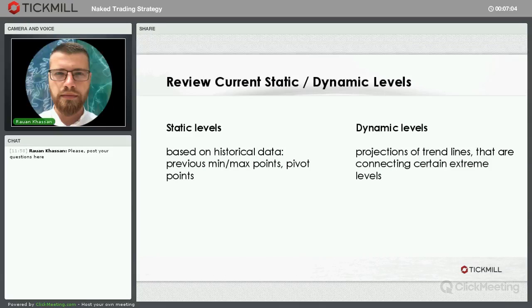The next point is reviewing current static and dynamic levels. So a static level is a broader view on historical levels, but it is just one of the possible implications. Static levels can also be based on previous minimum and maximum points on your intraday charts, and they are pivot points as well. We will return to them a bit later. As for dynamic levels, they are projections of trend lines that are connecting certain extreme levels.